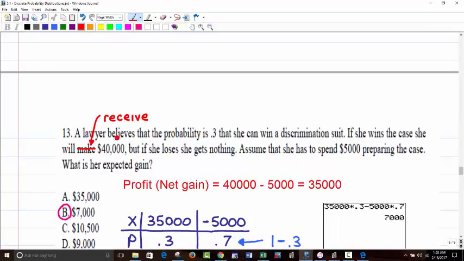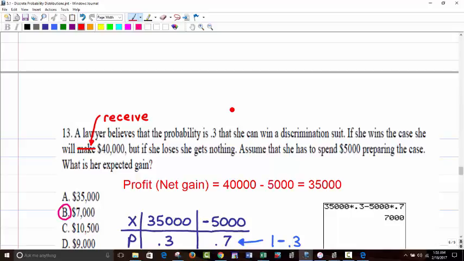Now, I changed the wording on this. I didn't like the word make. I changed it to receive. A lawyer believes the probability is 0.3 that she can win a discrimination suit. If she wins the case, she receives $40,000 for winning. But if she loses, she gets nothing. Assume that she spends $5,000 preparing the case. What is her expected gain?